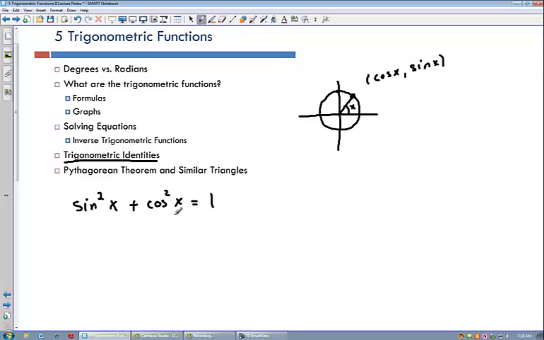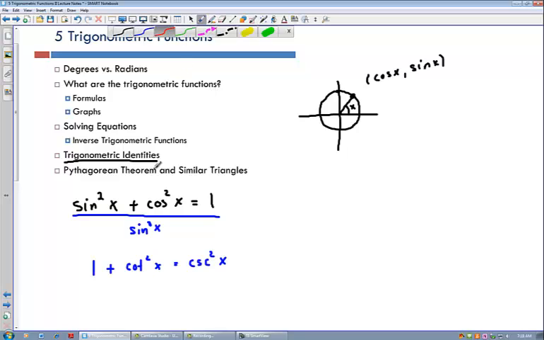Now there are 2 other identities that follow real simply from this one. If you know this one, then the other ones are found by basically dividing both sides by sine squared of x. So if you divide sine squared of x by sine squared of x, you get 1. Plus, if you take cosine squared of x divided by sine squared of x, you're going to get cotangent squared of x. And if you take 1 divided by sine squared of x, that's going to equal cosecant squared of x. So that's another common trigonometric identity.